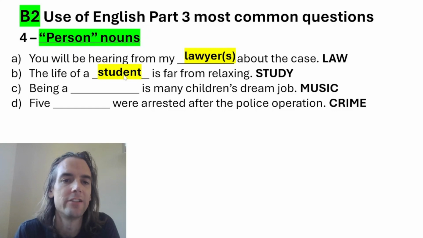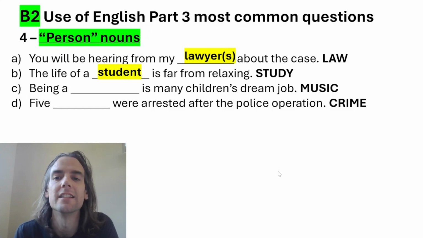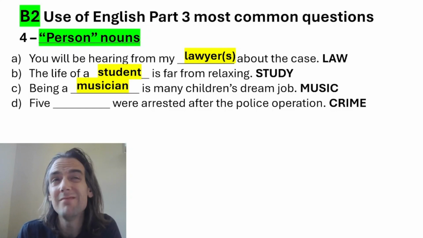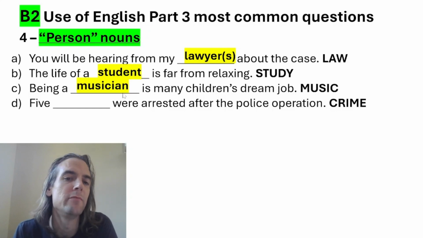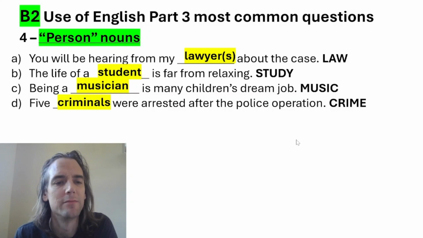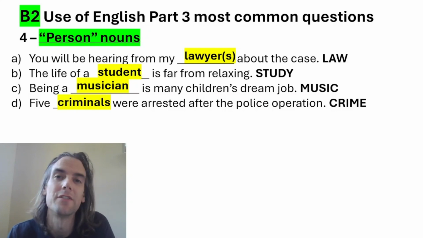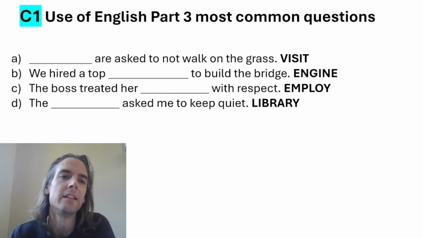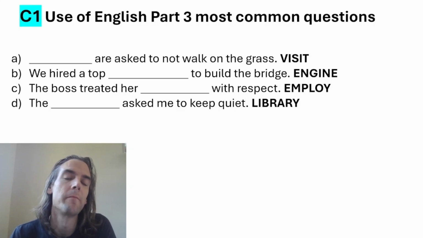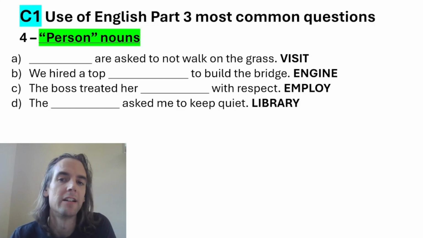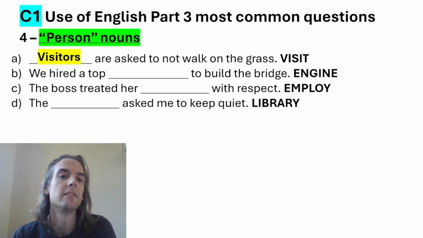Maybe in your language it's not quite like that. In English it is. Musician, a little bit irregular, isn't it? Magician, musician. And crime, criminals. There we go. Common one that I've seen many times on a B2 exam. We'll do the same for C1. Try and answer these. They're all people nouns. They're all a little bit irregular.